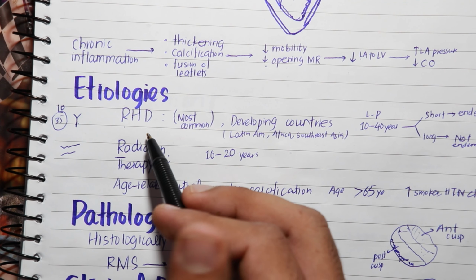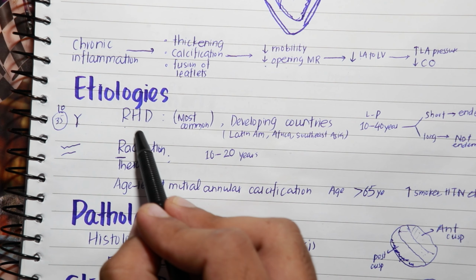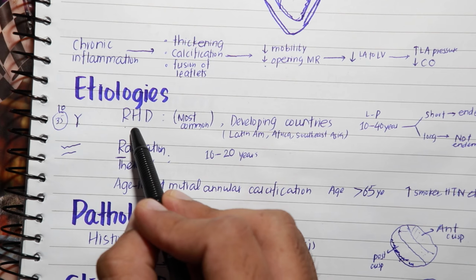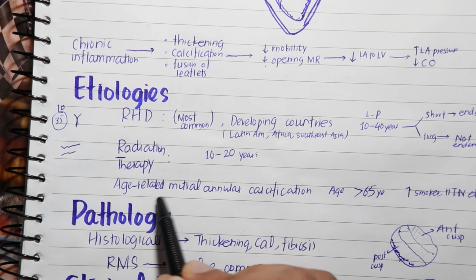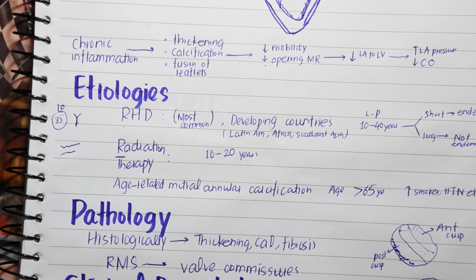So the 3 most common causes: the most common cause in developing countries is rheumatic heart disease, then radiation therapy, and age-related annular calcification.